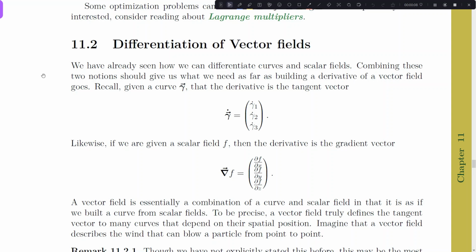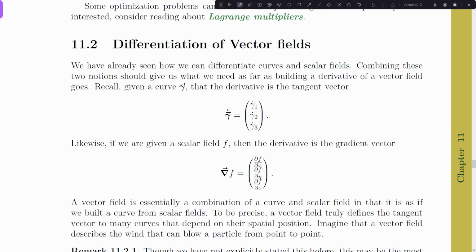On to section 11.2, which is titled Differentiation of Vector Fields. So let's just recall really quick, we know how to take derivatives of curves. Curves are indexed, gamma is like a function of time, so you would just take d dt of those. Those are very straightforward.